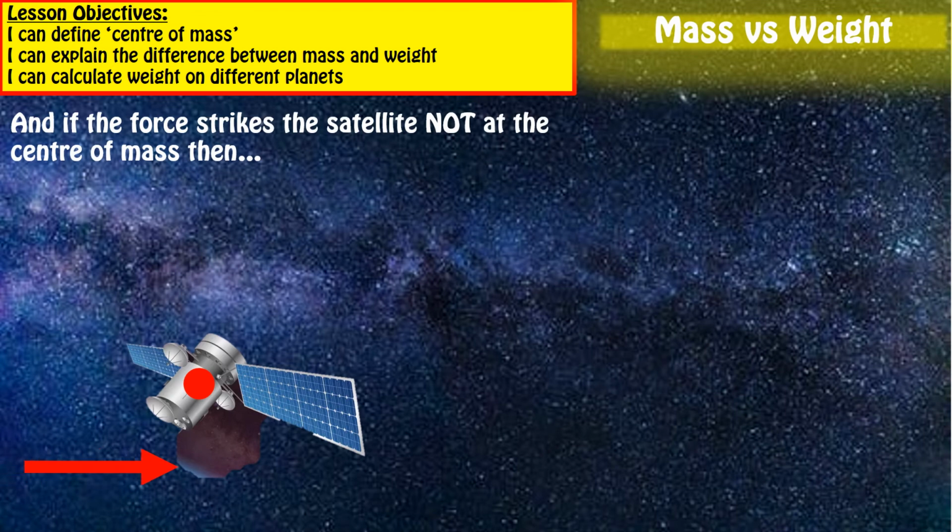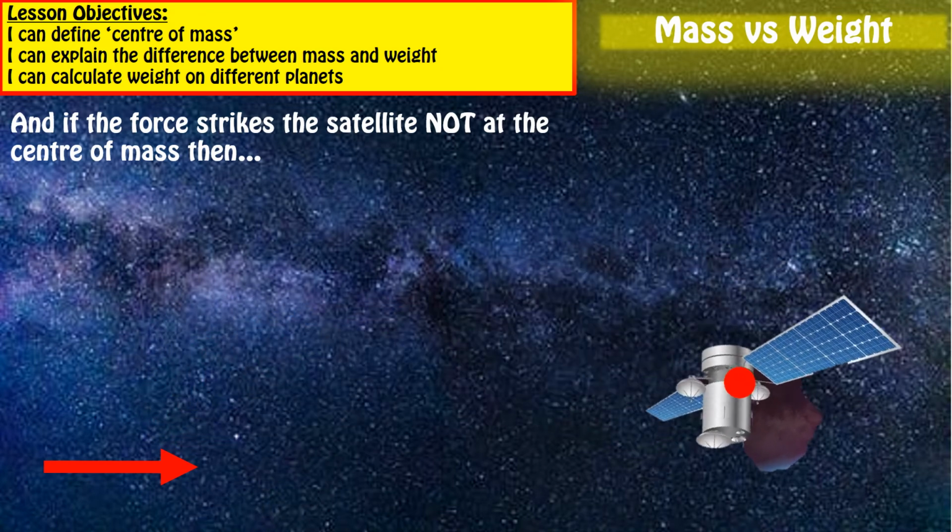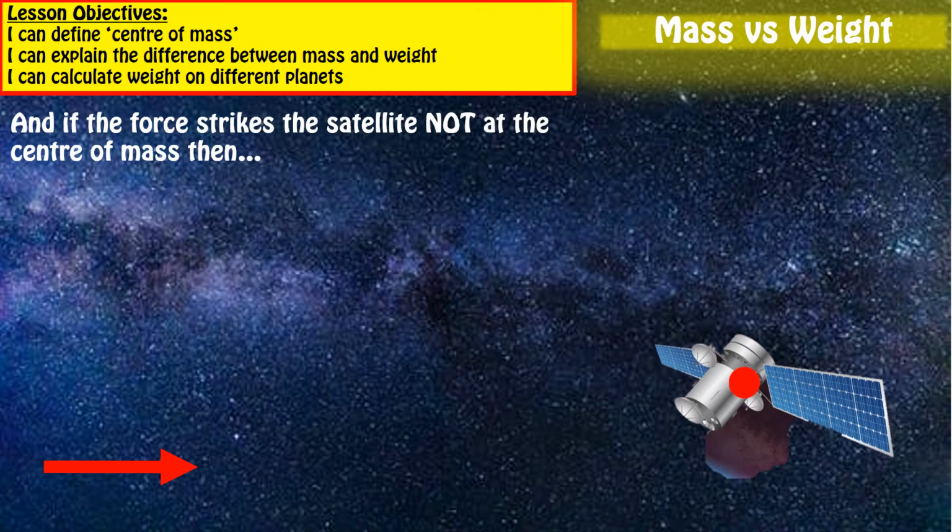If we strike a force not at the centre of mass, then see what happens to the satellite now. Oh, it spins. That's no good. We don't want the satellite to spin.